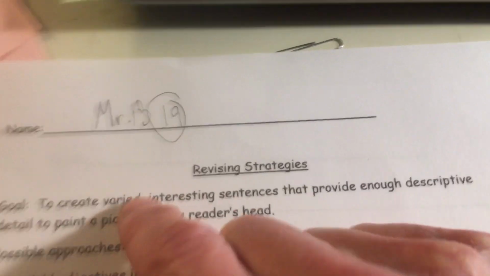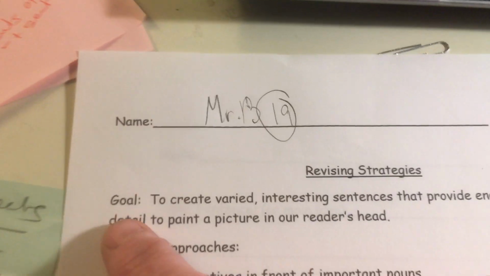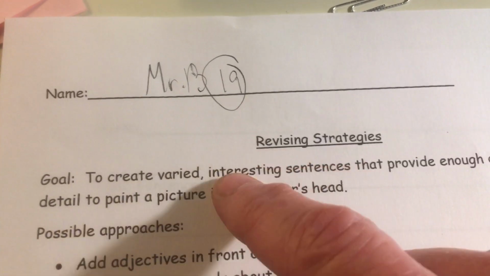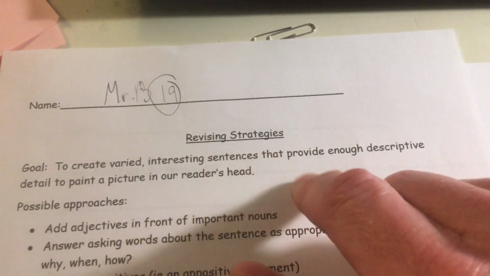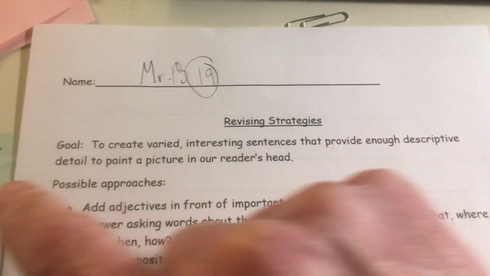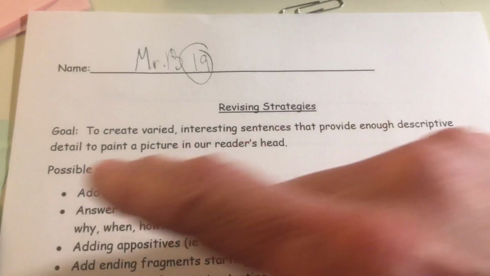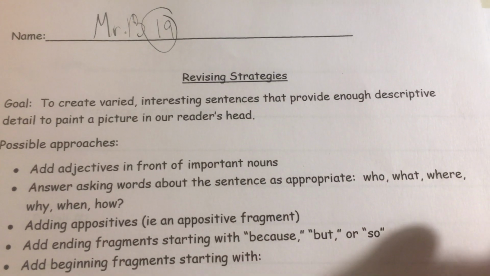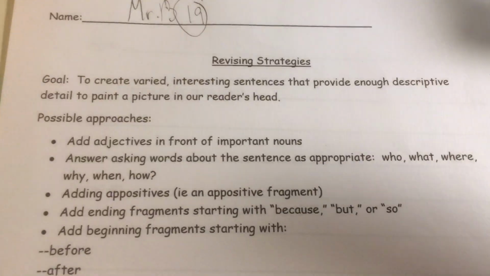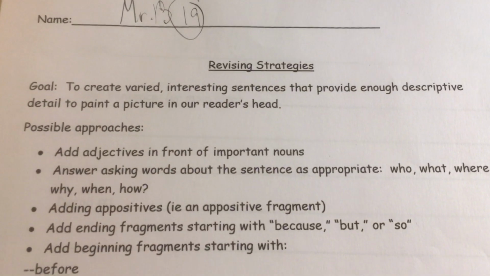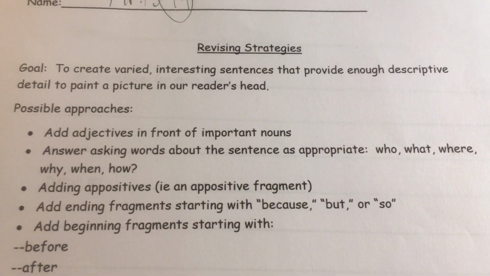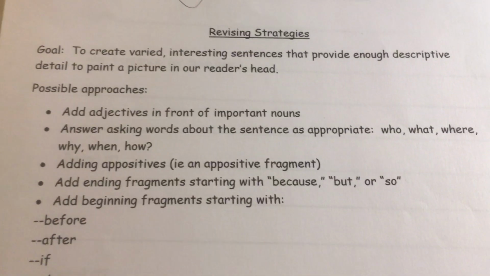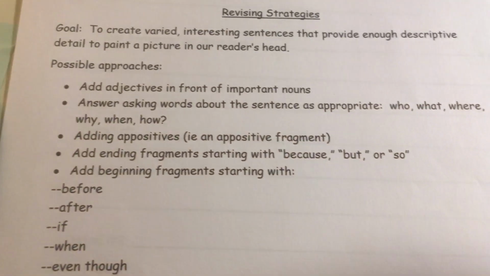So let's read what it says. Revising strategies. Goal: to create varied, that means different, interesting sentences that provide enough descriptive detail, enough information, details to paint a picture in our reader's head. Okay, so in other words, enough variety, enough detail words that help your reader really understand and visualize what you're trying to say.